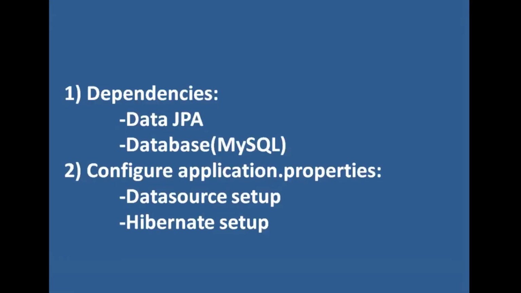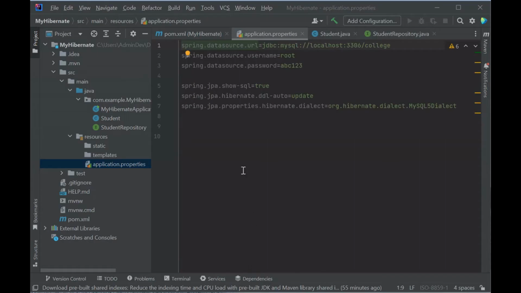Second, we need to mention configure application.properties file, data source setup, and Hibernate setup. Like this. For data source, URL, username, password. For Hibernate, we have DDL-auto and dialect.